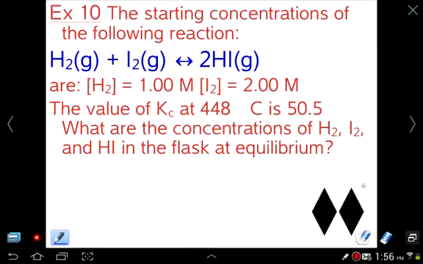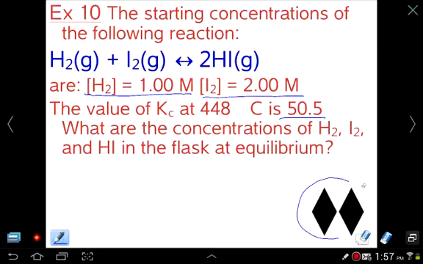This next one, the starting concentrations of this reaction are given to us. These are the initial concentrations, and the value now is given to us, 50.5. This is what we just calculated. And we're asked to get the concentrations of H2, I2, and HI at equilibrium. So notice we're doing this problem backwards now, compared to the previous one. And this is going to require a little bit of extra math, and hence the designation here as double diamond, in honor of a difficult slope.